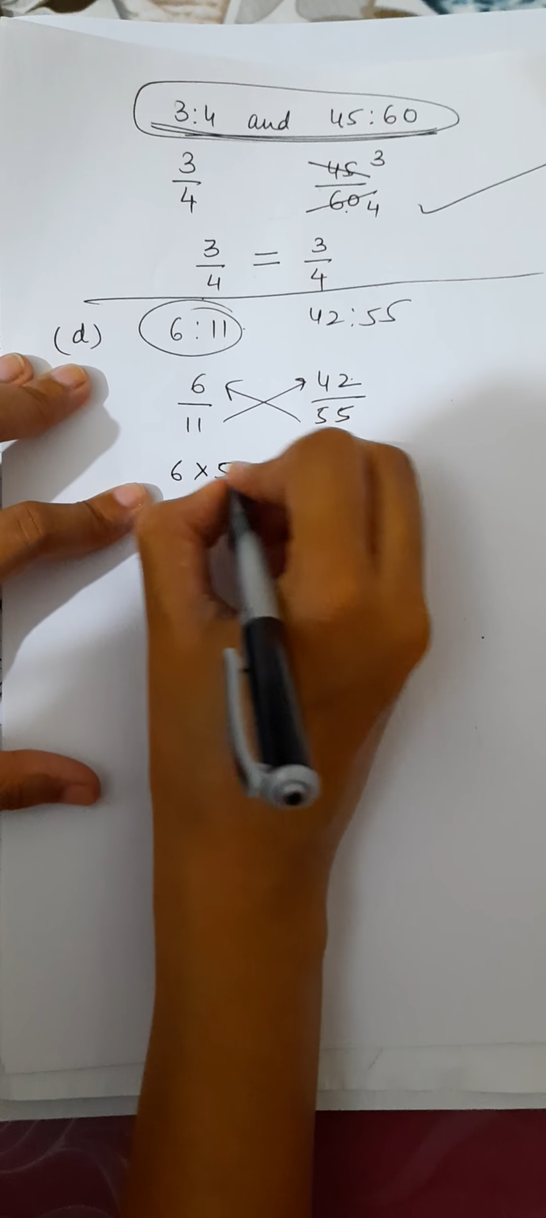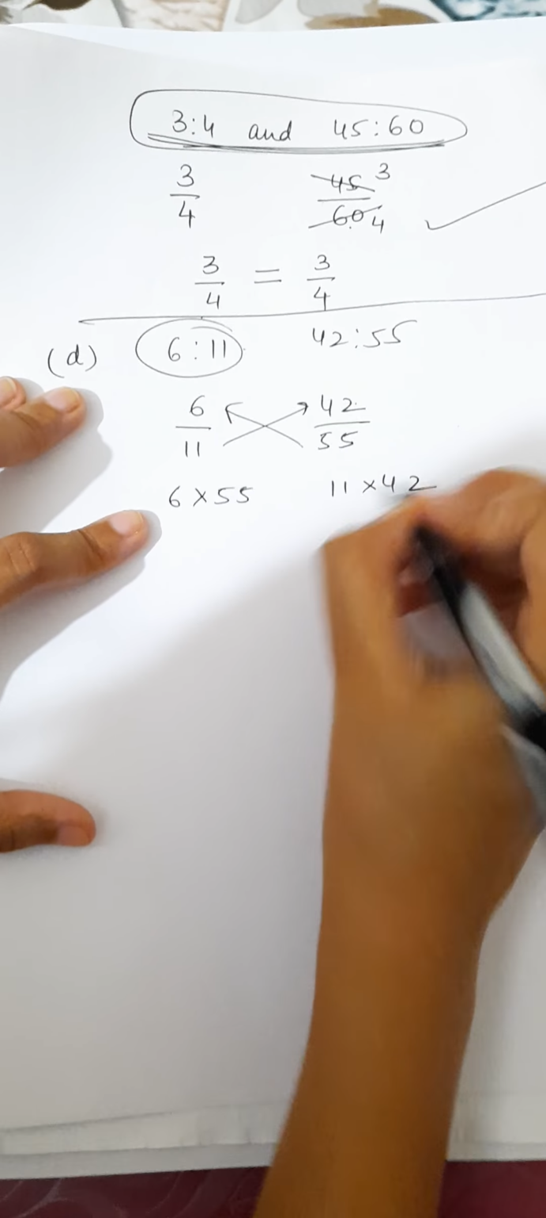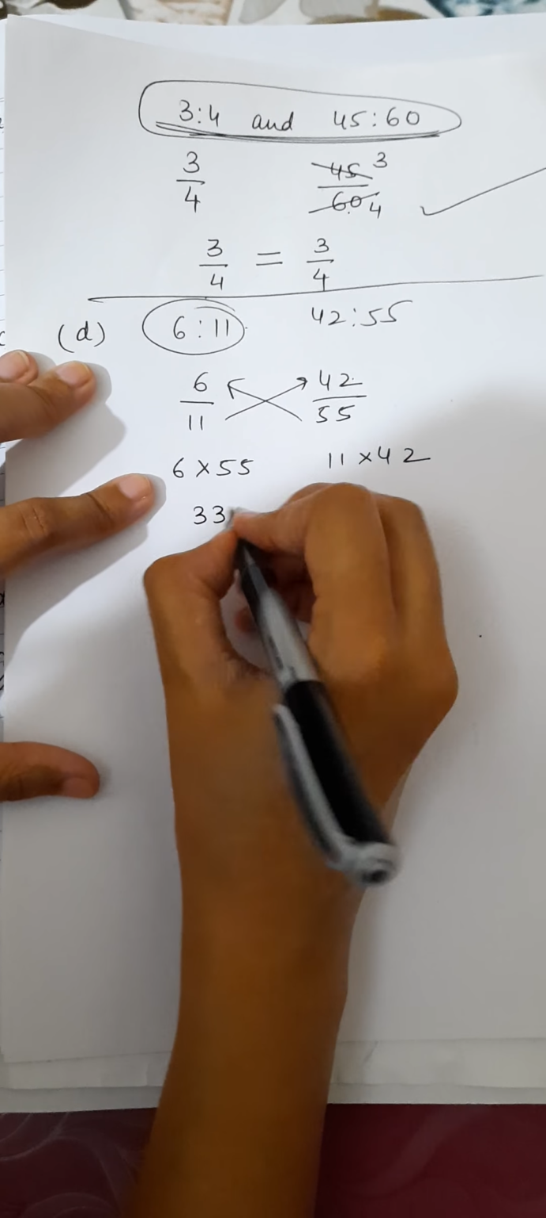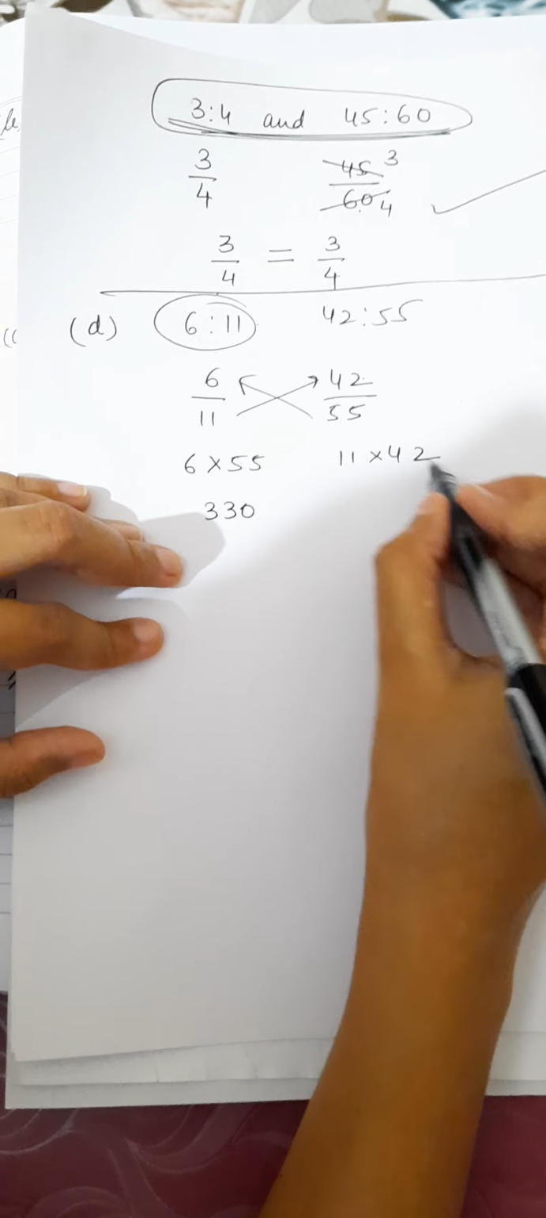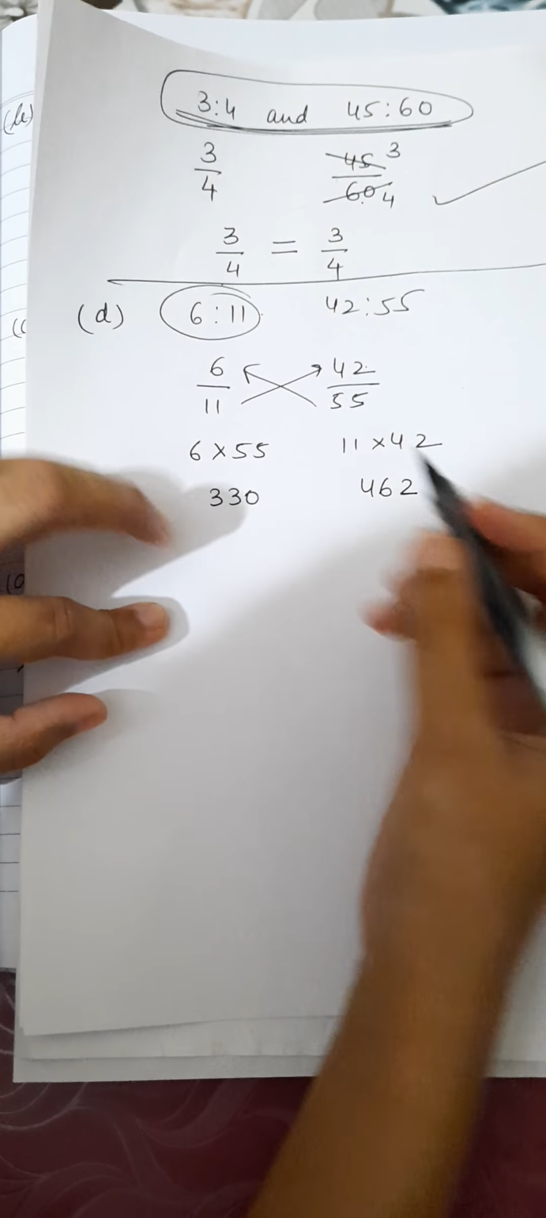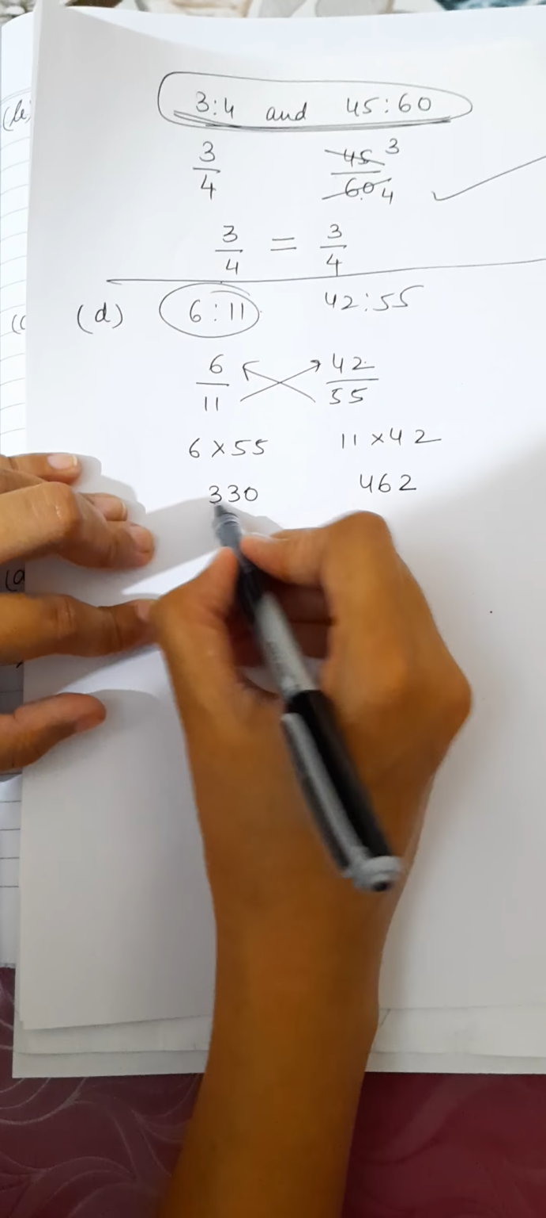What you will do? 6 into 55, 11 into 42. This will give you 330. When you multiply these two, it will give you 462. Are both sides coming equal? No, they are not coming equal. That means they are not equivalent. This is the cross multiplication method.